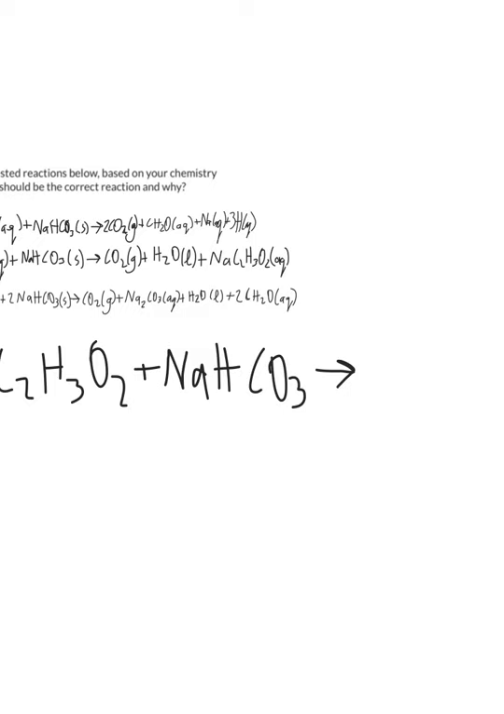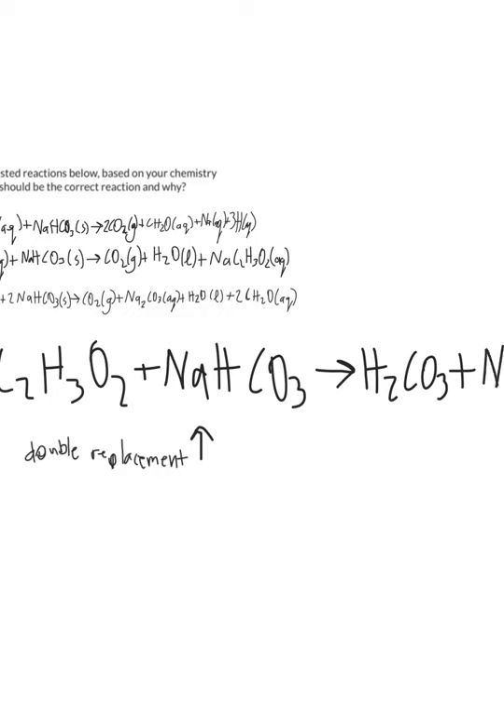And then, since I believe this is a double replacement, we are going to put reacts to form H2CO3 plus NaC2H3O2. So now that we have switched them and moved the things around so that the H's are together, we see we have H2CO3, which would decompose to form H2O and CO2.